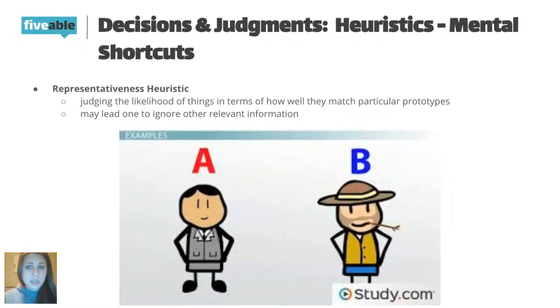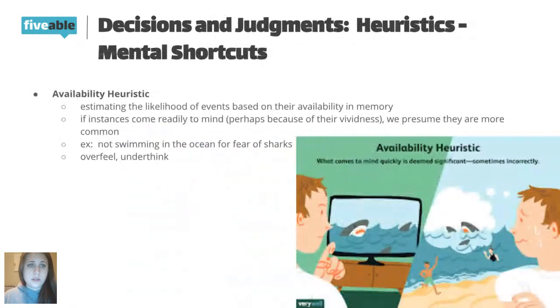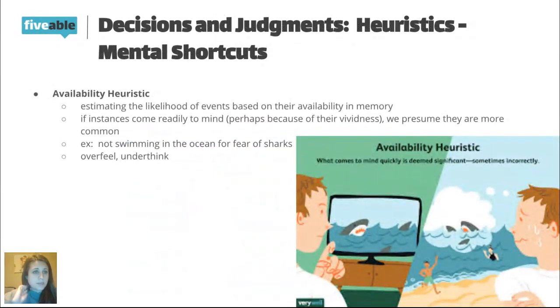The availability heuristic then is similar. It can cause us to make mistakes, but in a different way or for a different reason. The availability heuristic basically is us estimating the likelihood of an event based on how readily we remember certain events. So if something is really vivid in our memories and it easily pops to mind, we might think it's more common than it actually is.